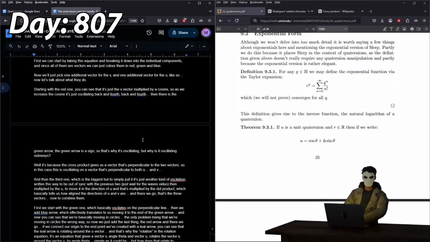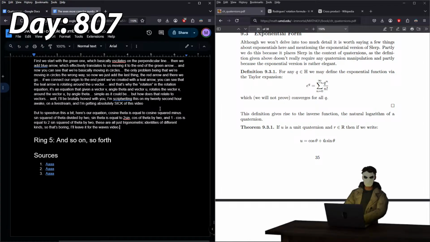And then the third one, which is the biggest, but to simply put it, it's another kind of oscillation, written this way to be out of sync with the previous two. Just wait for the waves video, then I'll explain it. Then multiplied by the u to move it in the direction of u, and then multiplied by the dot product, which basically tells us how aligned the u and v vectors are. And there we go. That's the three vectors. Now to combine them.